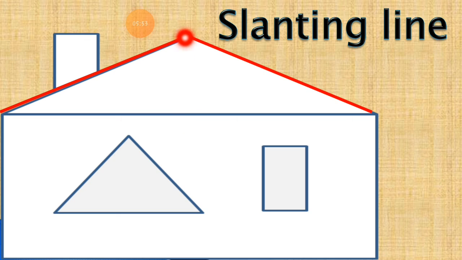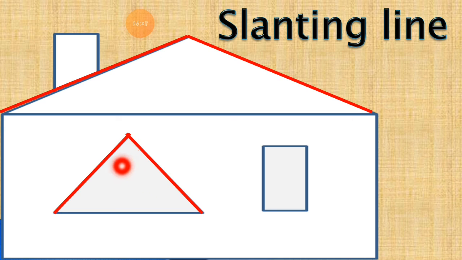Let's try to find another one. Here it is, another. Here is the first slanting line. Here is another slanting line. Now can you find any other slanting line in the given picture? Here is the third slanting line. See this, another slanting line is given. And the next is here. Here it is, another slanting line.